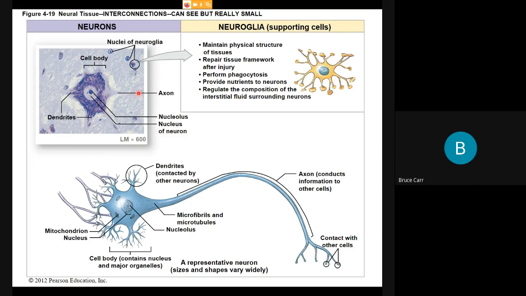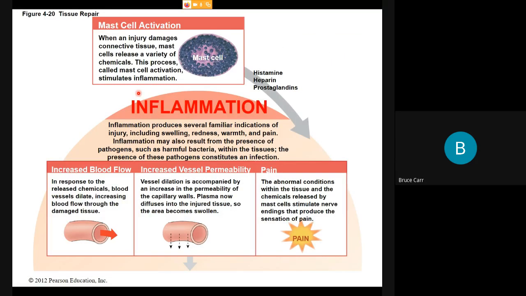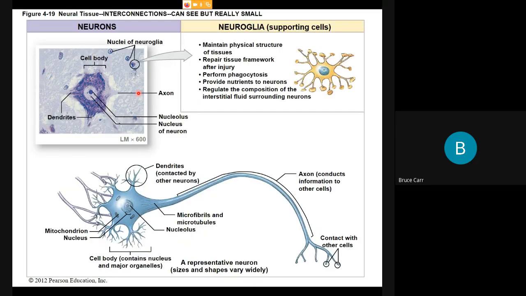So let's take a look at nervous tissue. The characteristic is high branching.